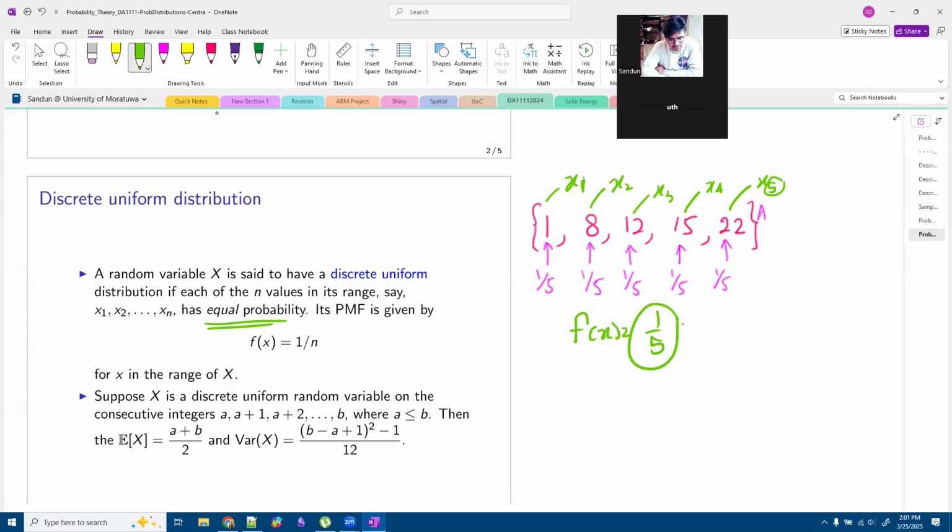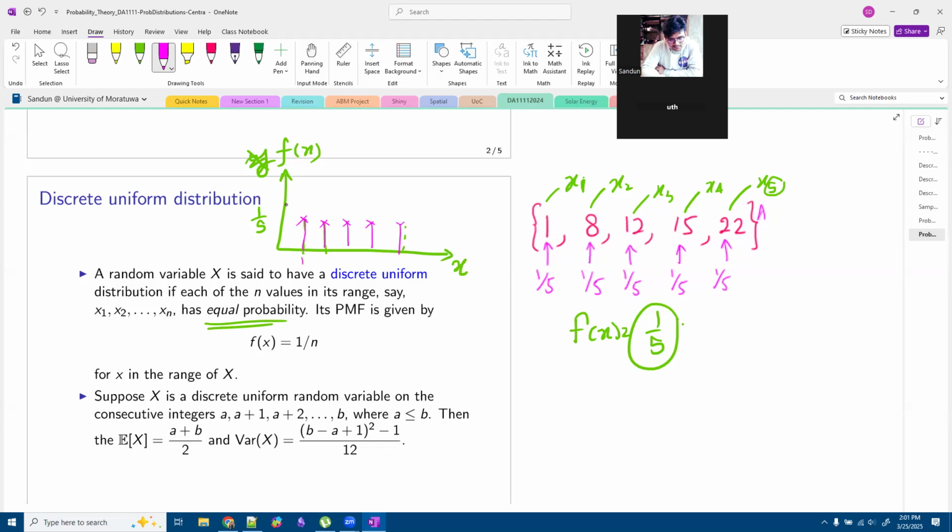So simply what this means is that if you draw them where you have the x value on the x scale and the probability on your y scale, so let's say f(x), then you get a constant probability of 1 over 5 for each of these values. Now the things that we deal with are basically discrete values, so you cannot draw a line. It's just a simple 1, 2, 3, 4, 5. This is the probability mass function.